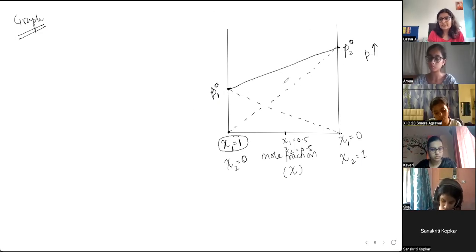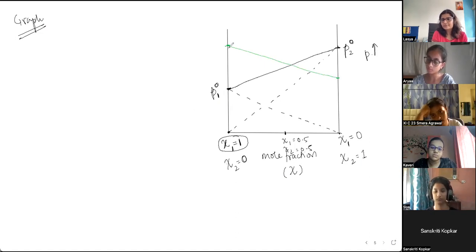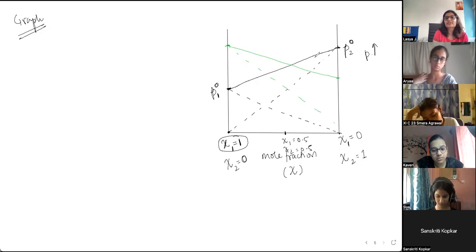So if P01 was greater than P02, then the graph will reflect it in a different color. If P01 is this much and P02 is this much, then the line also will become this way. But basically, the partial pressures of solutions, like vapor pressure and all, are denoted this way. This is what the graphs usually look like.